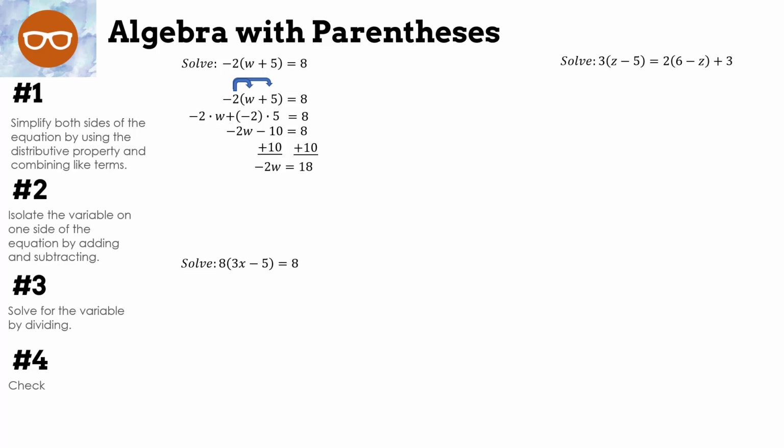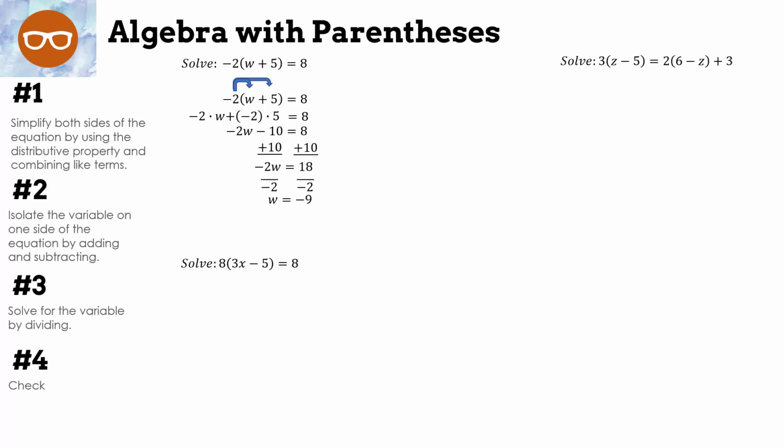Now we need to isolate the variable. That means we want to get w by itself. Whenever I have a number next to a letter, that means to multiply. The opposite of multiplying is dividing. And we're going to divide by whatever is hooked to the variable. And in this case, it's -2. So it turns out that w equals -9.